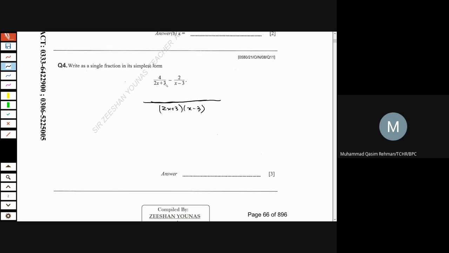Now just imagine in your head, 2x plus 3 will be cancelled out with 2x plus 3. This 2x plus 3 will be completely cancelled out with this. What are we left with? We will write 4 and then x minus 3 in the bracket, and then minus 2. Step by step. Hold on, I'm teaching everybody here. So 2x plus 3 cancelled out with 2x plus 3. What are we left with in the denominator of the LCM? x minus 3.